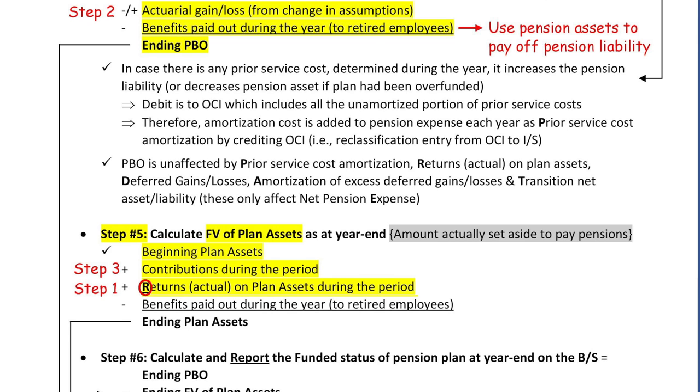Okay, so once again, you had the beginning plan assets, you made more contributions during the period, you had returns from those plan assets, and then finally highlight benefits paid out during the year to retired employees. And write, use pension assets to pay off pension liability. That reduces your pension plan assets. This gives you highlight ending plan assets.